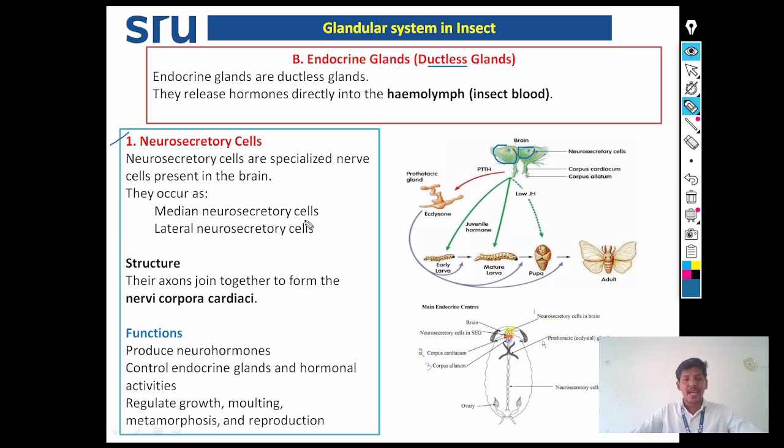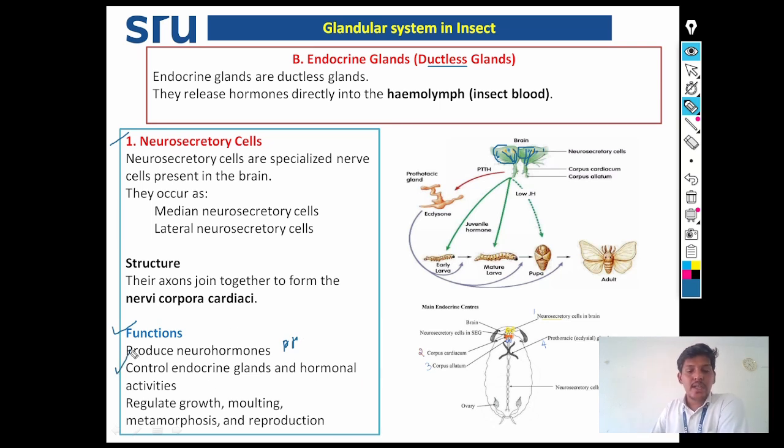Neurosecretory cells are specialized nerve cells present in the brain. They occur as median neurosecretory cells in the middle region, as well as lateral neurosecretory cells laterally. Their axons join together to form the nervi corporis cardiaci. See the function of neurosecretory cells: they produce neurohormones, that is PTTH, prothoracicotropic hormone.